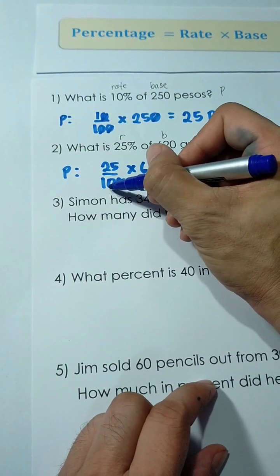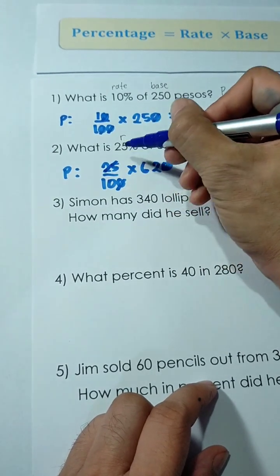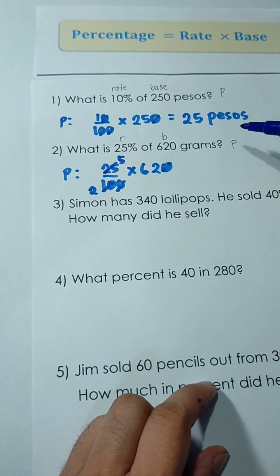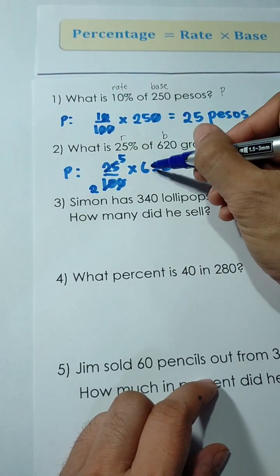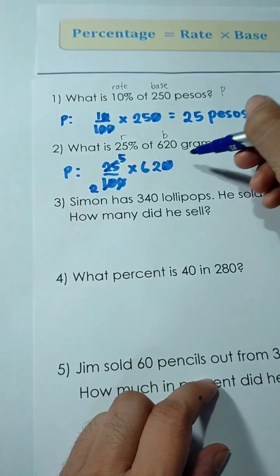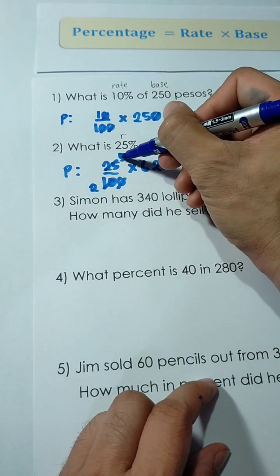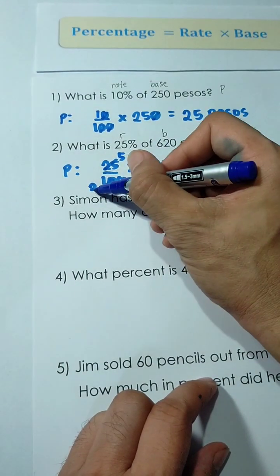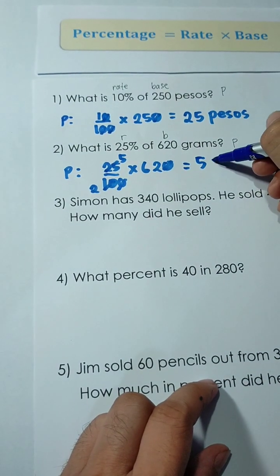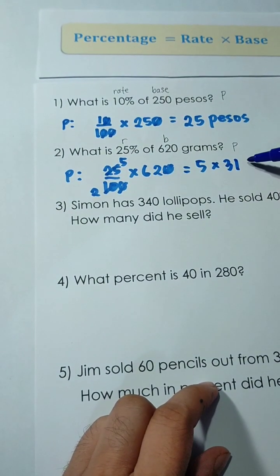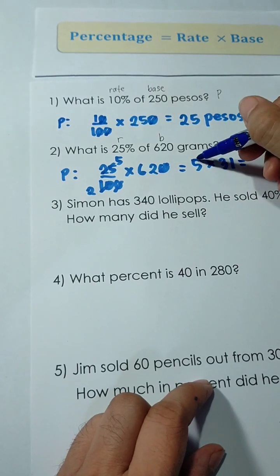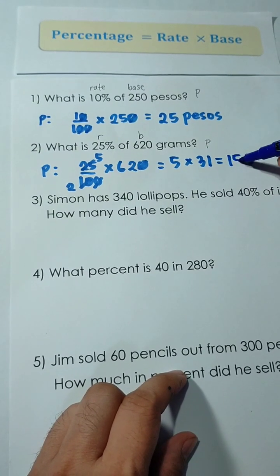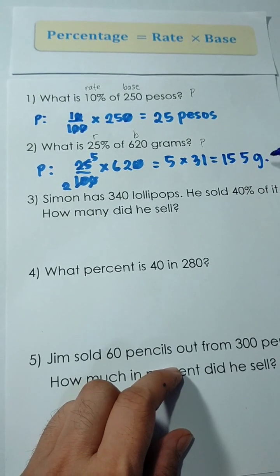We can reduce 25 and 10 by dividing by 5. 25 divided by 5 is 5. 10 divided by 5 is 2. Next, 62 can be divided by 2. So we'll write it down here. That's 5. 62 divided by 2 is 31. Then we'll multiply this. 5 times 1 is 5. 5 times 3 is 15 grams.